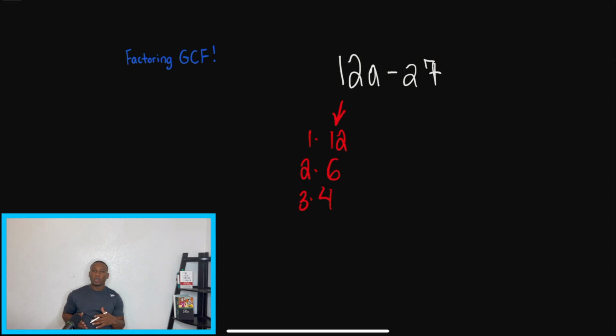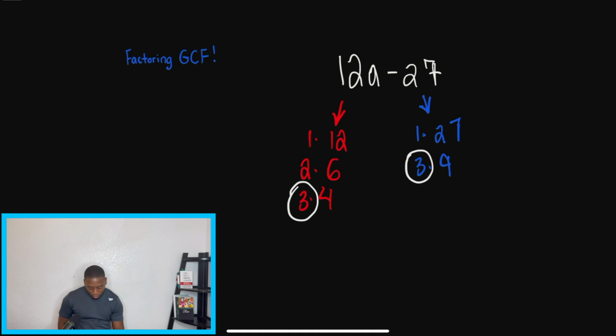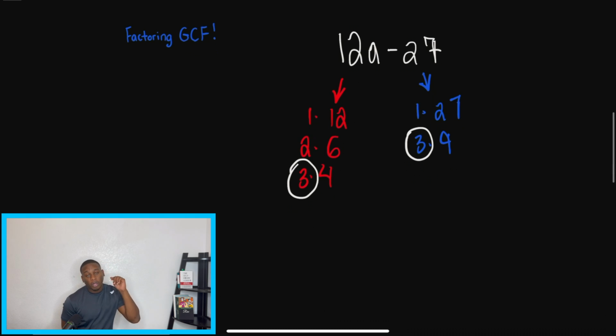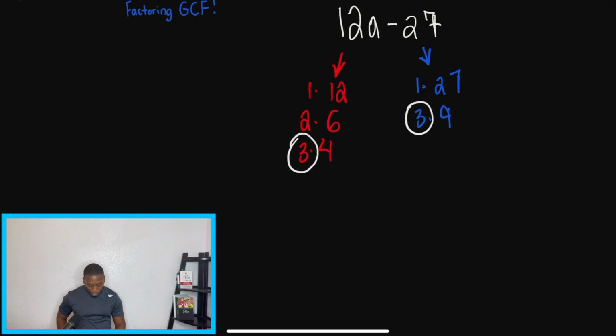And now what we want to do is do the same thing for 27. And once I write out 27's factors, we're going to notice that they share one. And the common factor that we have for both of these is 3. So now what we're going to do is pull 3 out. What do you mean by that, Mr. Peters? We're going to divide both of those terms by 3.